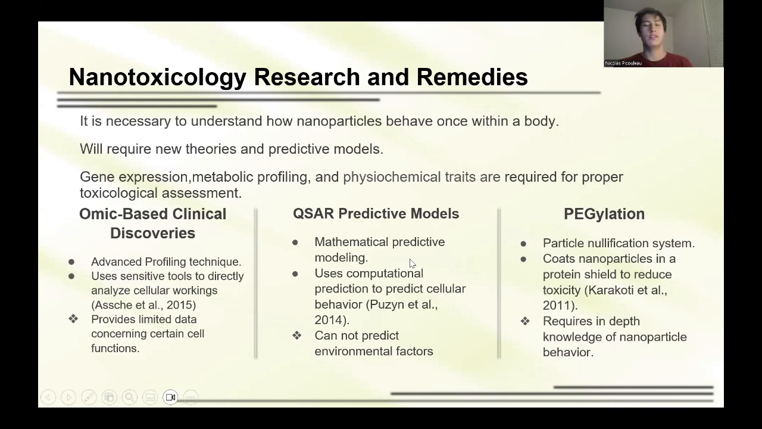So now we're going to talk about nanotoxicology research and remedies. These are the research and solutions we have when it comes to treating nanoparticle contamination. It's important for us to understand how nanoparticles behave once within a body, and this will require a variety of new technologies and research or even predictive models that are still in testing or currently being researched.